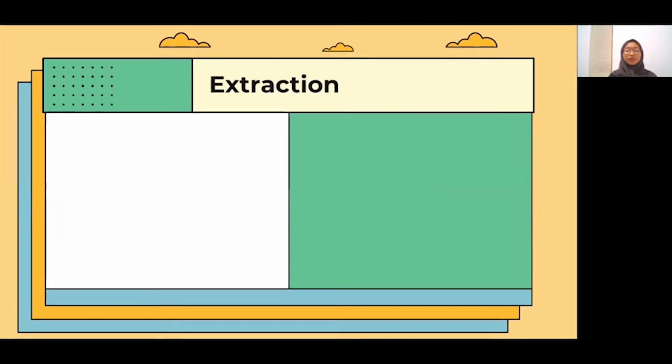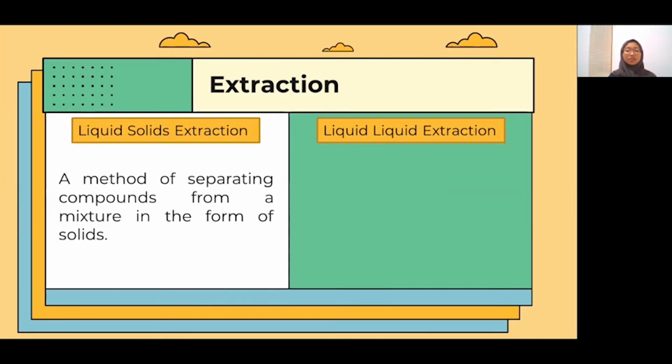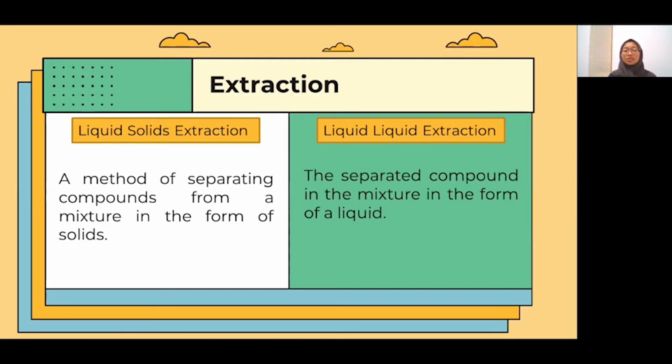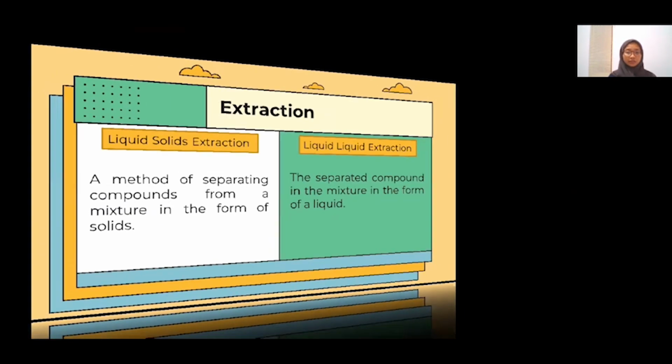Extraction is in general divided into 2 types. The first, liquid-solid extraction, is a method of separating compounds from a mixture in the form of a solid, and liquid extraction is separating compounds in a mixture in the form of a liquid.